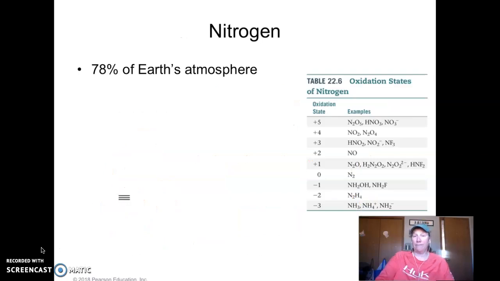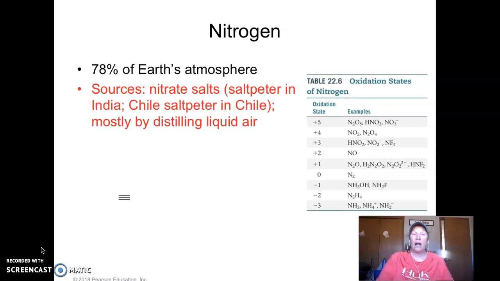We've got nitrogen, which is also in that group, or is the next group over. This is 5A. Okay, nitrogen is at the top, and then you have it below. 78% of the Earth's atmosphere is nitrogen. Most people think the Earth's atmosphere is mostly oxygen, but that's not true. Nitrogen is number one.